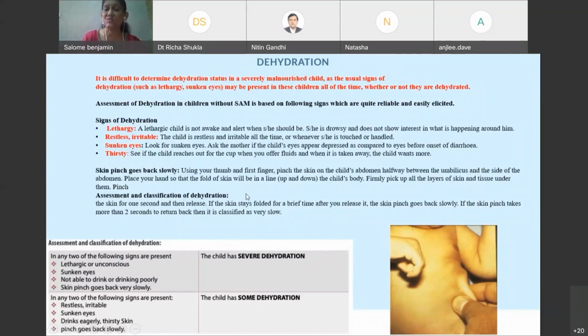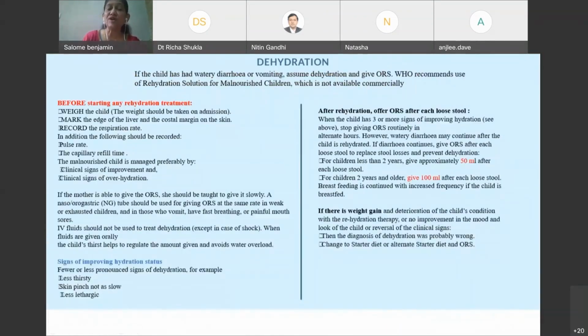It is a nutritionist who does this investigation, because then you will have to decide what you are going to feed these children. Before you start rehydration for severe and mild dehydration, you will weigh the child, and as per the weight you will calculate. You will mark the edge of the liver at the costal margin and record the respiration rate. These are quickly done by the clinician and the nutritionist, and we give ORS if the child is taking orally. Otherwise, a nasogastric tube is inserted and ORS is given.